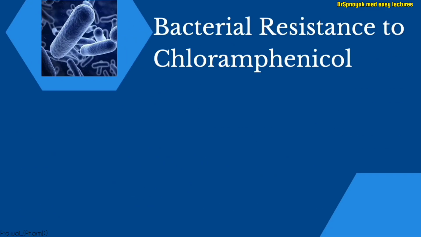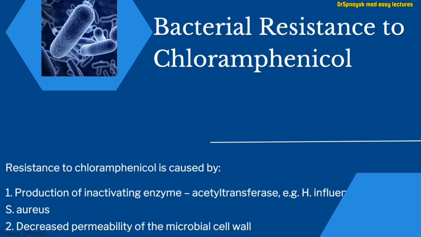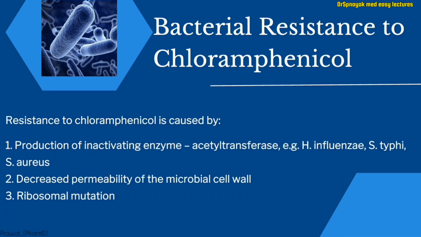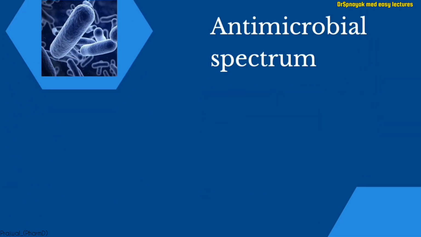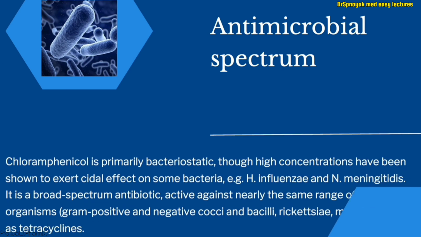Now let's see the bacterial resistance to chloramphenicol. Resistance to chloramphenicol can be caused by three mechanisms. It can be either any one or the combination of more than one. First, production of inactivating enzymes like acetyltransferase. Example, Haemophilus influenzae, Staphylococcus aureus, and Salmonella typhi. Second, decreased permeability to the microbial cell wall. Third, ribosomal mutation.